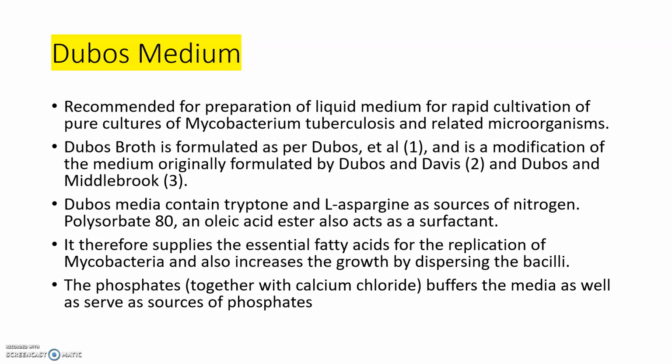So, this medium contains tryptone and L-asparagine as a source of nitrogen. Polysorbate 80 is an oleic acid ester which acts as a surfactant. It therefore supplies essential fatty acids for the replication of mycobacterium, and it increases the growth by dispersing the bacilli. The phosphates together with calcium chloride buffer the medium as well as serve as a source of phosphates.